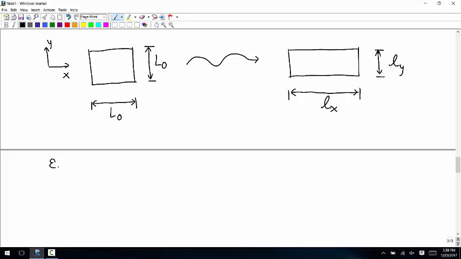So the x normal strain, which we'll call epsilon xx, is equal to the deformed length along the x-axis minus the initial length, divided by the initial length. Another way you can think of that is that the deformed length minus the initial length is a change in length, so you could think of it as the change in length along the x-axis divided by the original. Delta.